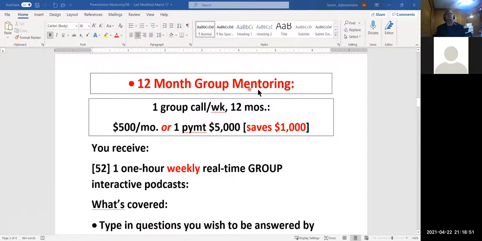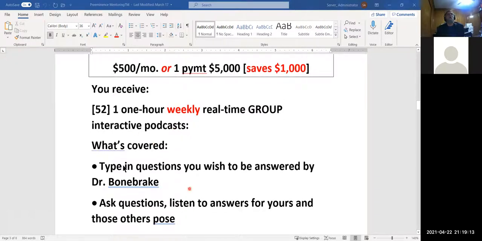Here are the different mentoring levels. 12-month group mentoring. One group call per week for 12 months. That's 52 one-hour sessions. Everybody gets to ask questions. I give the answers. You learn from what I answer everybody else. You throw in your questions. $500 a month or one payment of $5,000 saves $1,000.